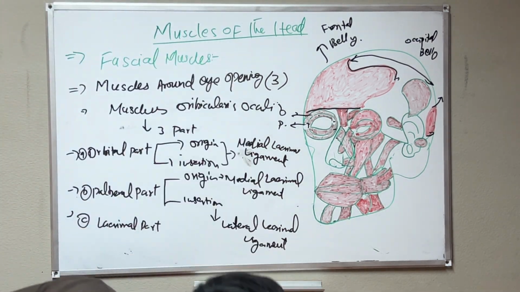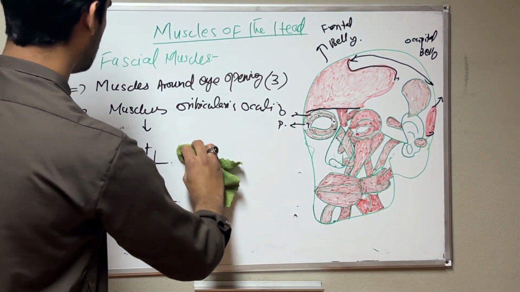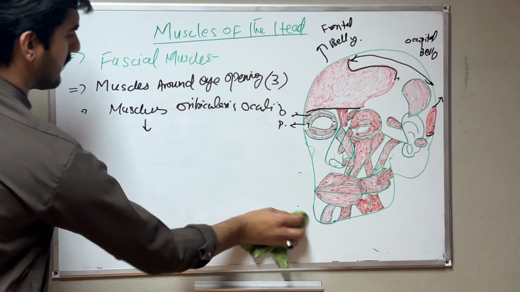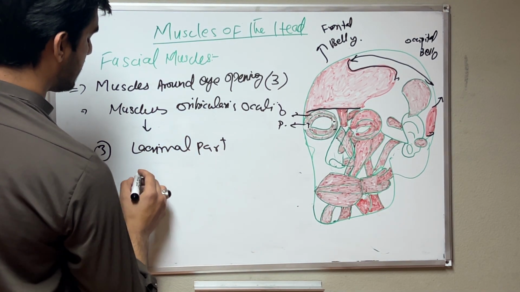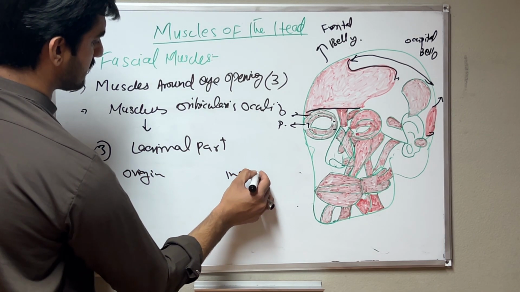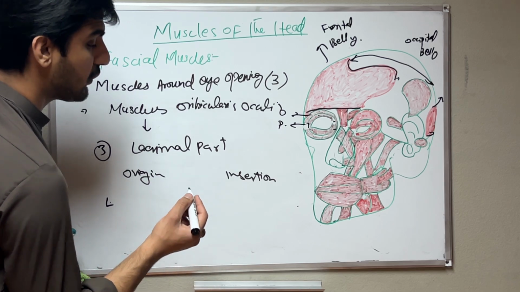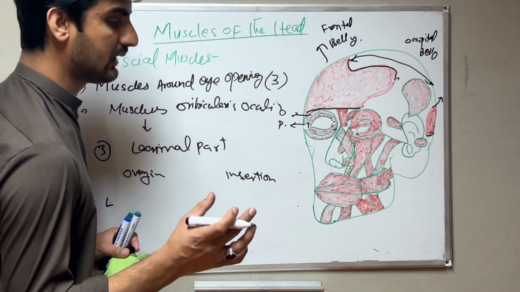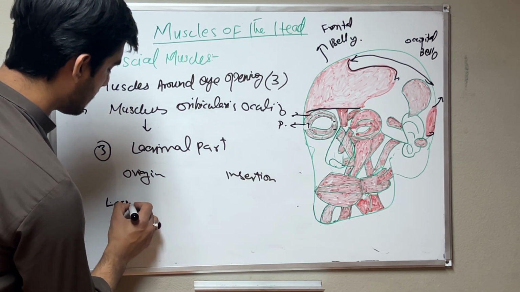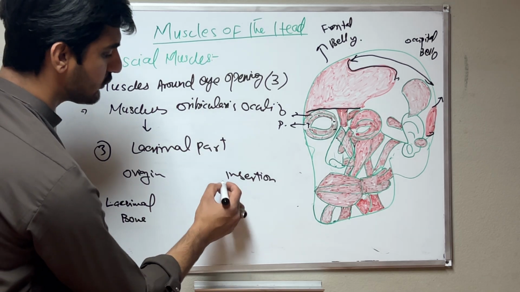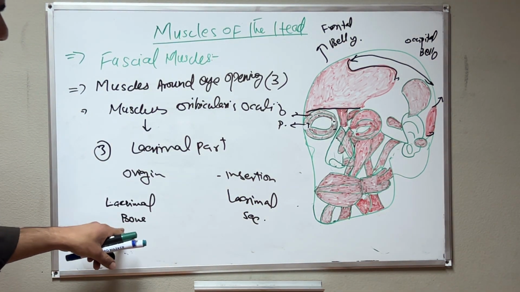Then we have the third part, the lacrimal part. I will write this one, because we already know about the other two parts. The lacrimal part, origin and insertion. The origin is very simple. It originates from the lacrimal bone. When we discussed bones in craniology, we already learned about the facial bones, the lacrimal bone. We have two. The lacrimal part originates from the lacrimal bone and inserts into the lacrimal sac, which we also know. So the lacrimal part originates from the lacrimal bone and inserts into the lacrimal sac.